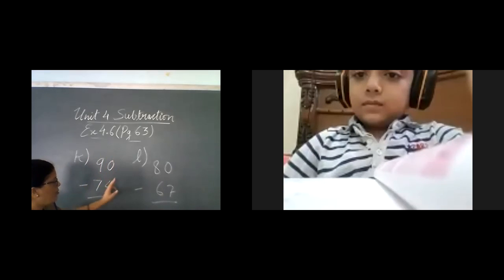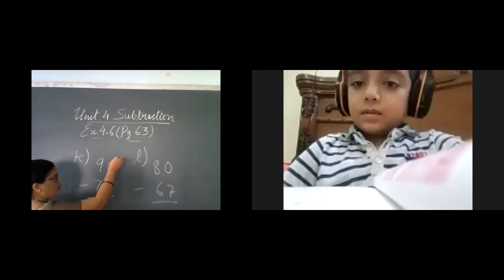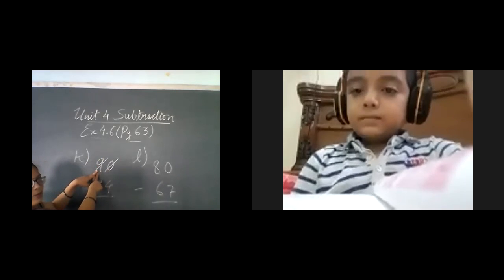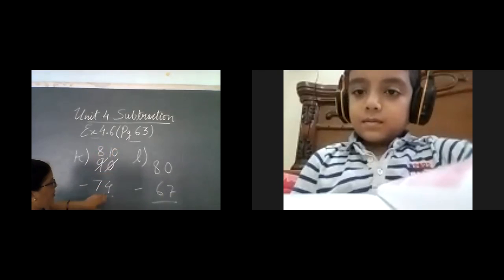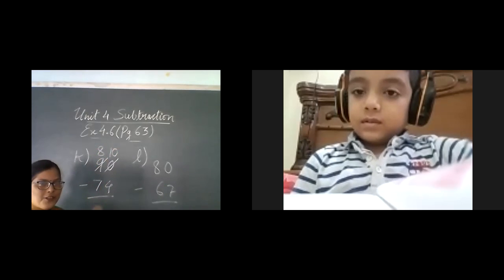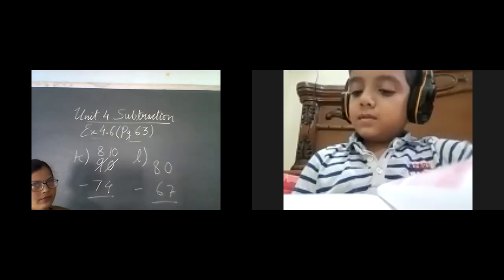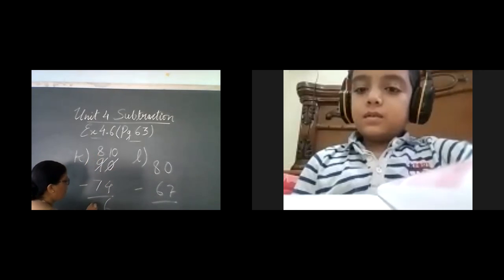Now at the 1's place we have to take away 4 from 0. But we cannot subtract, so we need to borrow 1 from 9. When we take away 1 from 9, it becomes 8, and 0 becomes 10. Now subtract: what is 10 minus 4? Take away 4 from 10. The answer will be 6, and 8 minus 7, the answer will be 1.